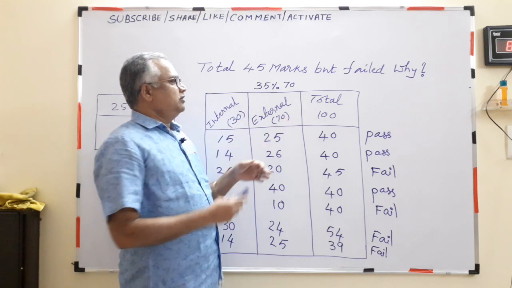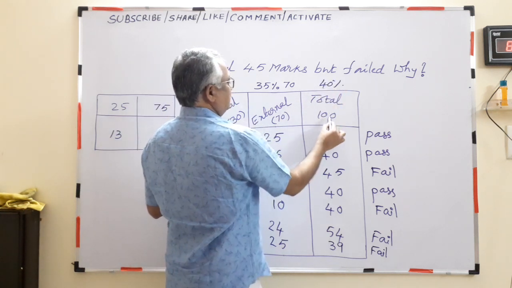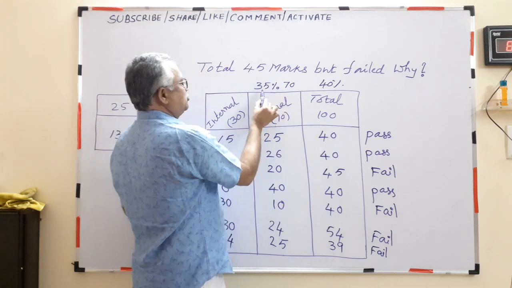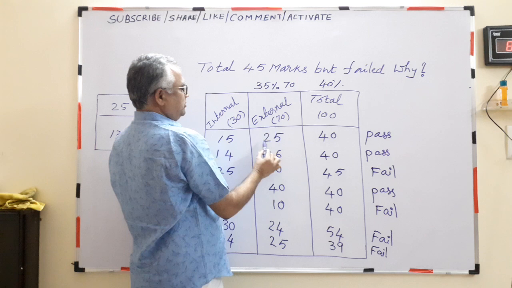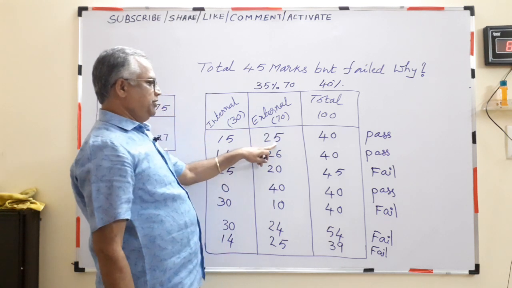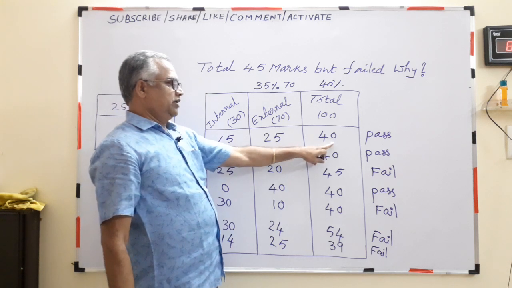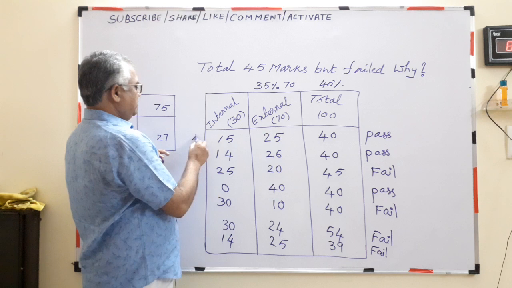What is the total? 40%. What is 40% of 100? 40. External should be 35% of 70, that is 25. So what is the minimum external mark that should be? 25. Total requirement is 40. What is the minimum internal needed? It is 15.